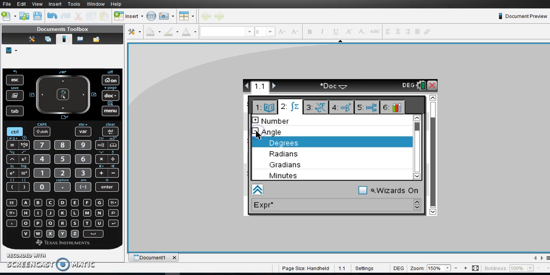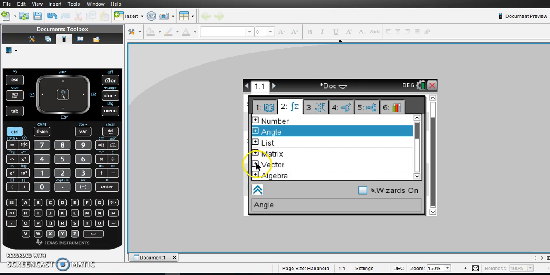Under the angle menu, you'll notice that this is where we can convert degrees into radians and vice versa. That's something that we'll look at together when we revisit trigonometry soon. So don't worry about that for the moment. We'll cover that when we come to it.